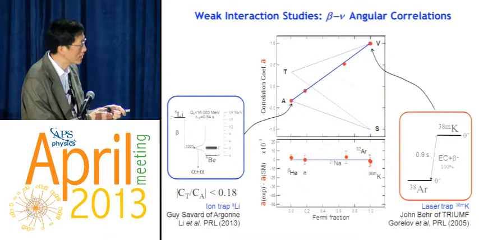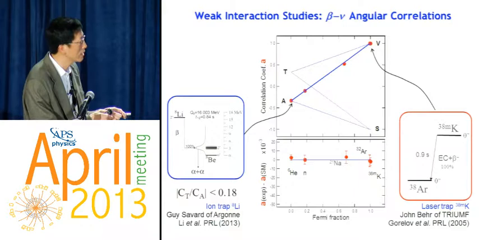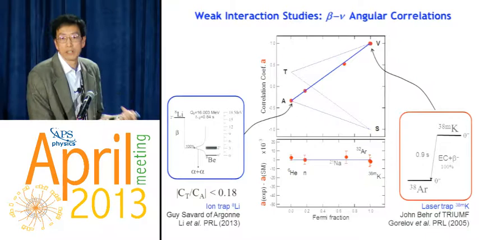They also used the laser trapping technique on the laser trapping of potassium. And then recently, Guy Savard and his colleagues at Argonne have just published this result on lithium-8. Lithium-8 would be over here, and here they used not a laser trap, but an ion trap of lithium atoms.